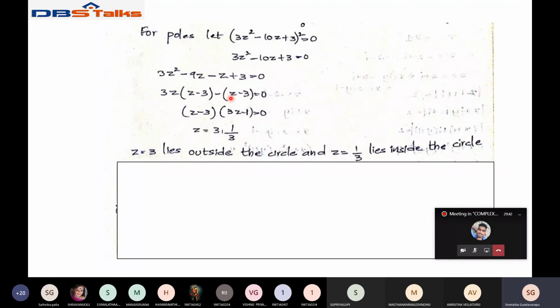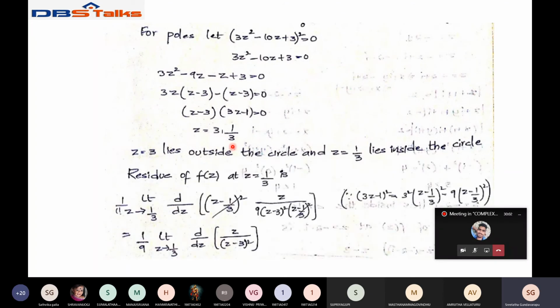In this problem, the circle equation is mod z equal to 1, that is x square plus y square equal to 1. This is the assumed value. z equal to 3 is outside the circle and z equal to 1 by 3 lies inside the circle. So we find the residue of f of z at the inside pole, that means z equal to 1 by 3. So z equal to 1 by 3 is a pole of order 2.